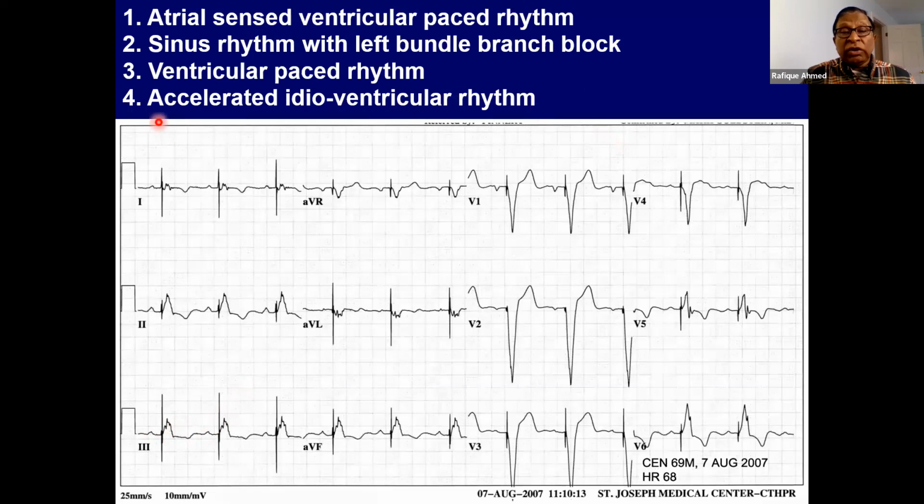Accelerated idioventricular rhythm is an option, but there is a pacing spike before each QRS complex, and that takes it away. And it is not sinus rhythm with bundle branch block because the pacing spike is very, very clear. Now, of course, if I had just lead V2, we could confuse it, but with the other leads, we cannot.